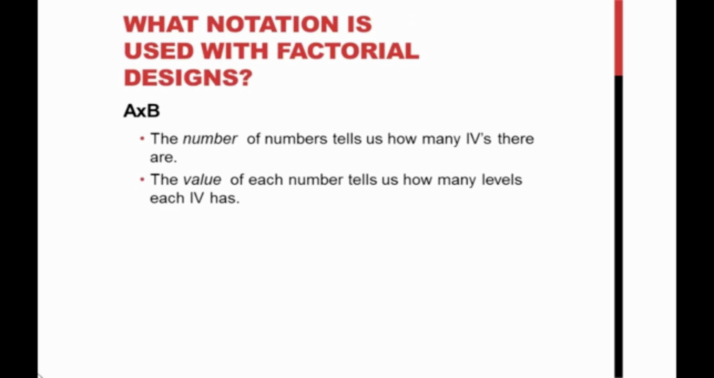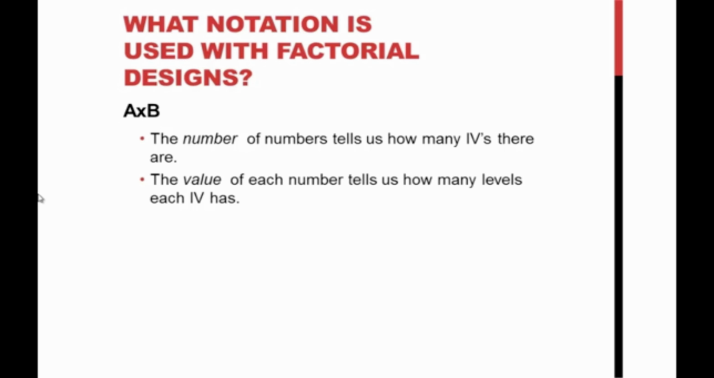One of the things that you may have noticed when reading factorial designs is it typically has some sort of notation that goes along with it. And the notation that's commonly used for factorial design is called A by B. A by B is essentially a formula where we can insert numbers into the A portion and we can insert numbers into the B portion to tell people very quickly how many independent variables there are and what the value of each independent variable is. For example, if we have a number here and a number here, that would be 2 numbers. So therefore, there would be 2 independent variables in this example.